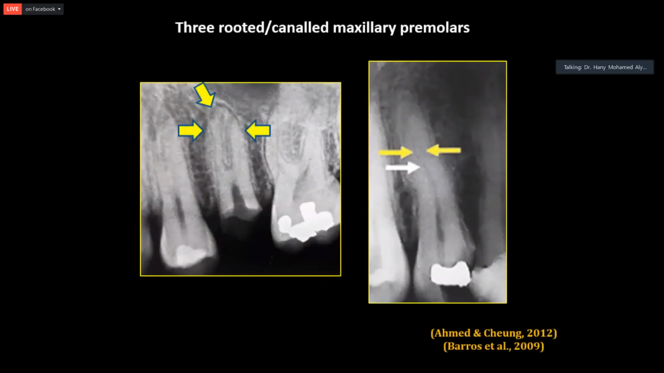This is just an example for three-rooted maxillary premolars. As you can see here from the preoperative X-ray, sometimes we are able to identify the three roots in the preoperative X-ray, or sometimes even we can see the starting of a bifurcation here in the buccal root. And this means that from the preoperative X-ray, we may be able to have some clues whether this maxillary premolar has more than two roots.